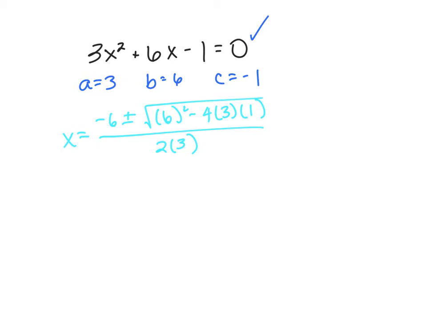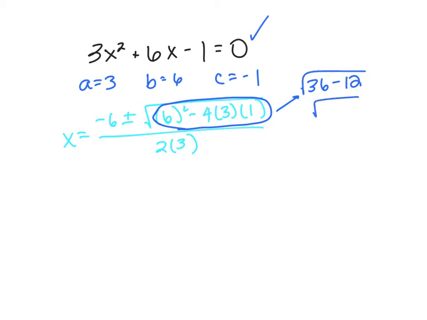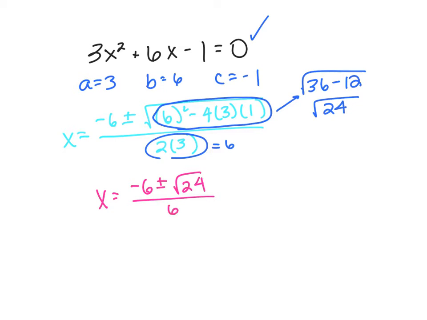So we have it written down. Solve the same way as normal. Do the inside part first. So 6 squared is 36. Minus 4 times 3 is 12. And this is all under our square root. And 36 minus 12 is 24. Another piece down here, 2 times 3 is 6. So this brings us to x equals negative 6 plus or minus square root of 24 all over 6.